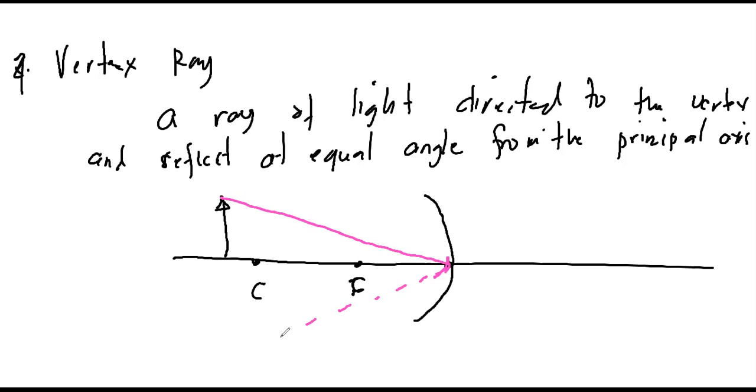There you are. And then extend it inside. There you are. So a ray is directed towards the vertex and reflects at an equal angle from the principal axis. So I hope that everything is clear with you.